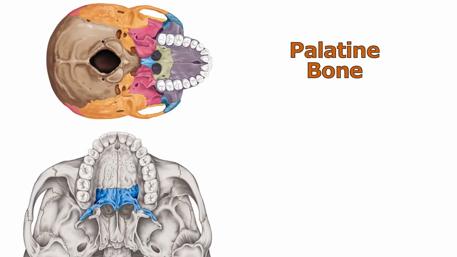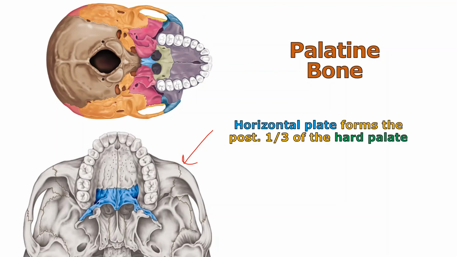Okay, so without further ado, here comes the palatine bone. Again, it's this little gray guy, or in this picture down here, a nice picture of the blue. The blue would be the palatine bone there. So right here on the top, I'm just going to hash it out. That's called the horizontal plate, and it forms the posterior, the back one-third of the hard palate.